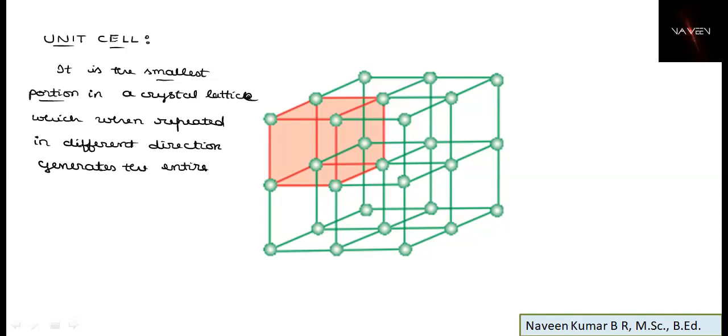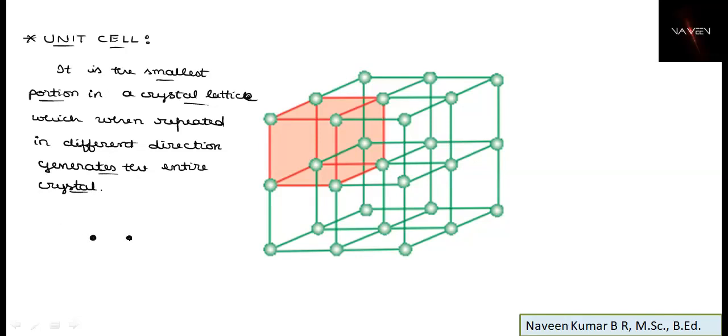So if you understand with the diagram, it will be easier for you to remember. So first understand what a unit cell is. A unit cell is the smallest portion in a crystal lattice or in a space lattice. And what is the significance of this unit cell? If it is repeated in different directions, it has the ability to generate the entire crystal, building its geometry. Now you try to observe here.